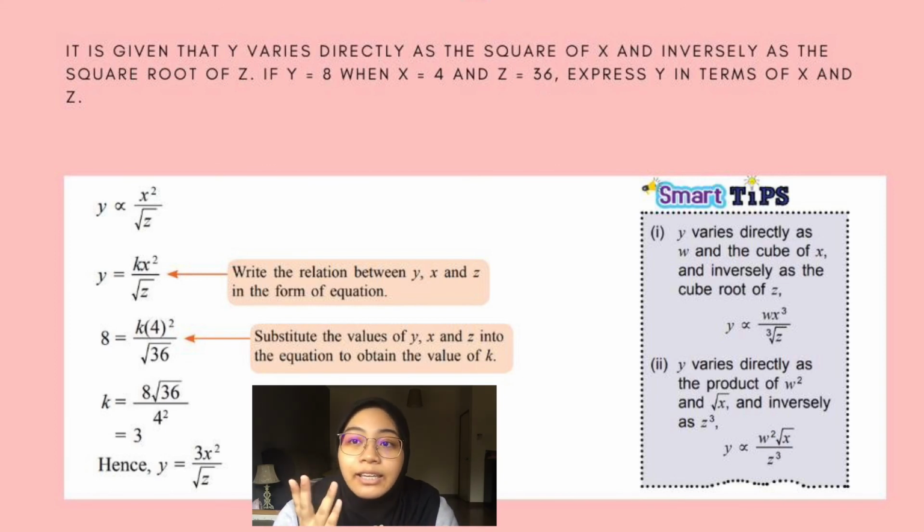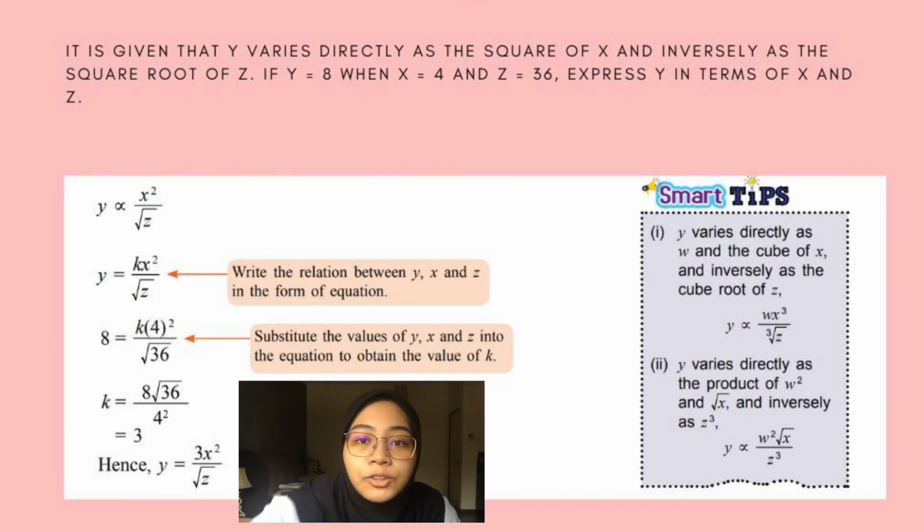Once you get that k equals 3, you take the equation you made after adding the constant k, the one that came from the information they gave you in the question. Then you write down exactly the same equation again, but you replace the k with what we got just now, which is 3, because k is the constant that determines our rate of variation. So at the end, the answer you will get is y equals 3x squared over the square root of z.